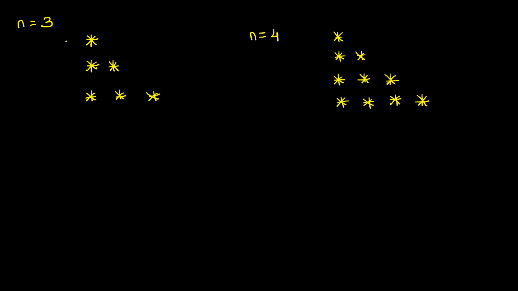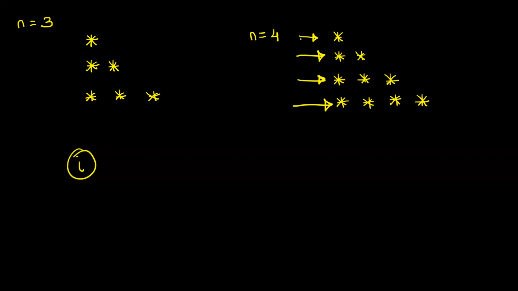In your line number 1, there is 1 star. In line number 2, there are 2 stars. In line number 3, there are 3 stars. Similarly, look, for n equal to 4. In line number 1, there is 1 star. In line number 2, there are 2 stars. In line number 3, there are 3 stars. In line number 4, there are 4 stars. So can I say in line number I, you have to print I stars?